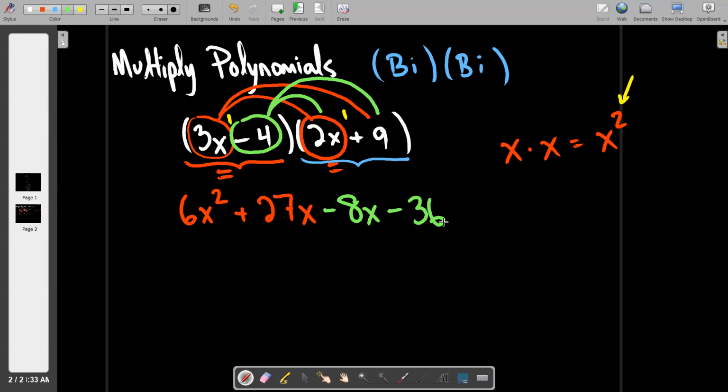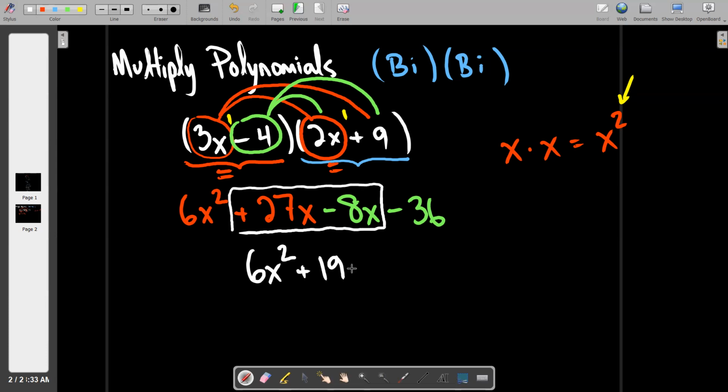All that's left to do now is put the terms together. Combine like terms, put it in standard form. Let's finish the job. How many x squareds will we have? How many x's will we have? No, these are like terms. So we have plus 19 x's, and then how many constants will we have? That is how you multiply binomials.